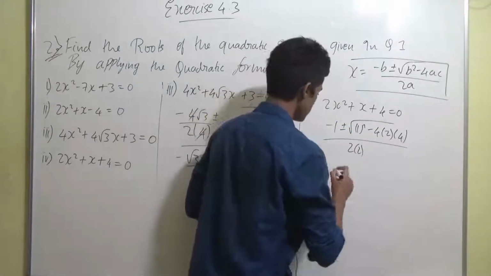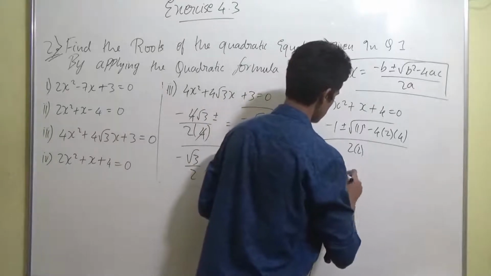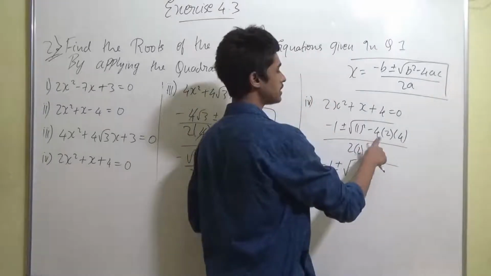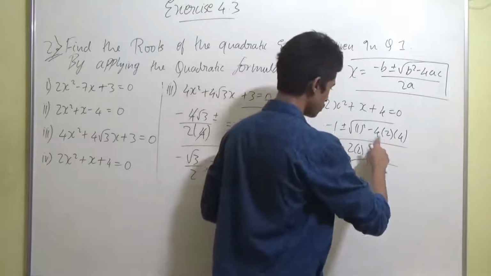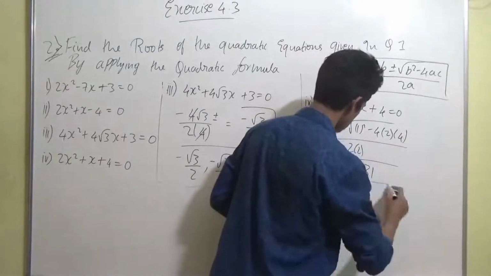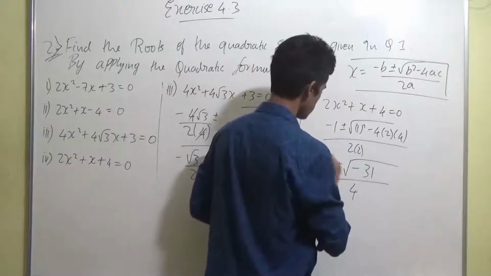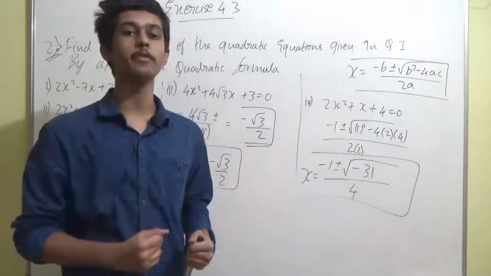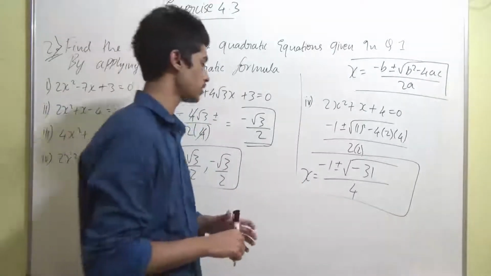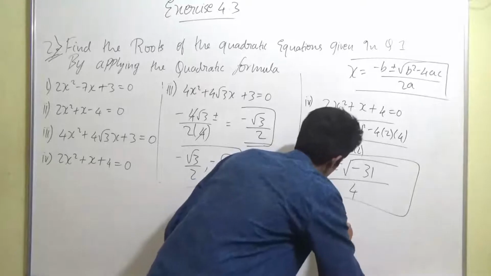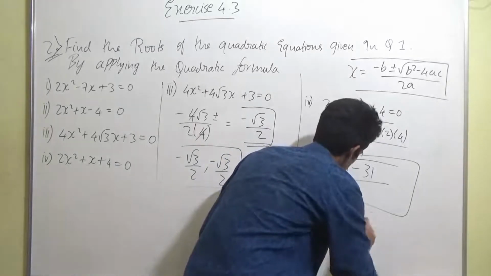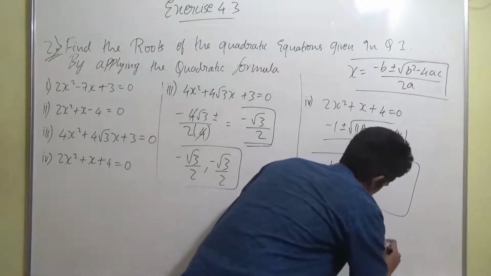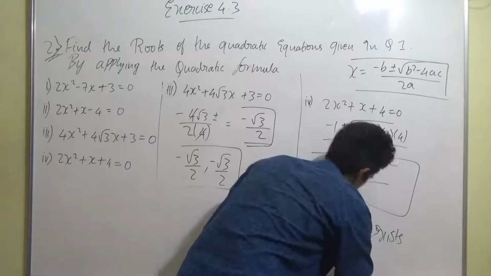If you start simplifying this, this will become minus 1 plus or minus root of 1 minus 4 into 4 is 16, 16 into 2 is 32. 1 minus 32 is minus 31, by 4. If you see, this is coming out as the solution, guys. But inside the root, a minus number shouldn't be there. Only a positive number should be there inside the root. So no solution exists. You will write in conclusion: no real solution exists for this equation.